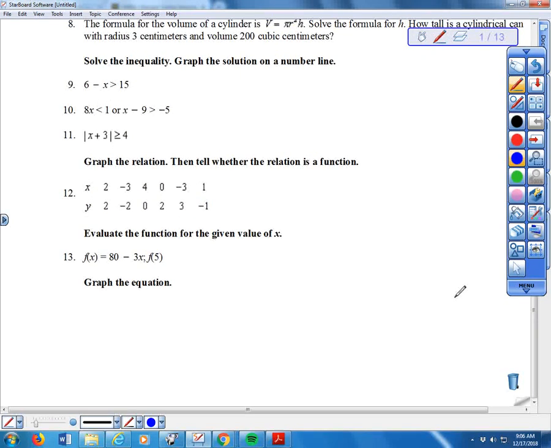Solve the inequality and graph it on a number line. So the first thing I'm going to do is subtract 6. 15 minus 6 is 9. And I've got to divide by negative 1. And when you divide by a negative, you flip the sign. And to graph that on a number line, it's going to be an open circle, less than. Questions there?